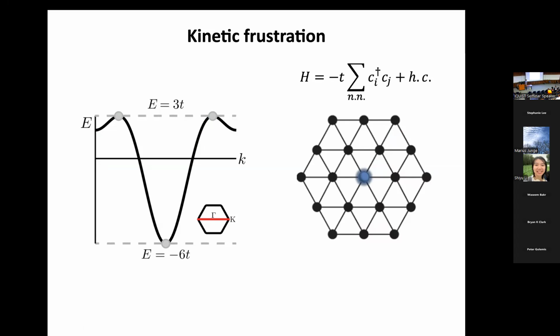Okay, so we can, of course, diagonalize this and get a band structure. And here's the band structure of the triangular lattice. Unlike the square lattice, it has particle-hole asymmetry. And you can minimize the energy by putting this fermion at zero quasi-momentum. And then it lowers its energy by the number of nearest neighbors, which is 6 times the tunneling matrix element.